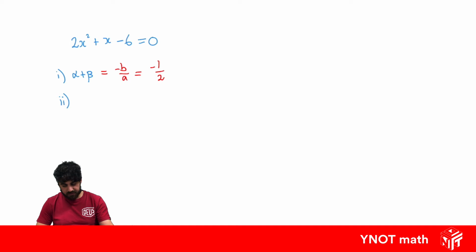Second part, what if we wanted to find the product of the roots, alpha beta? Well, alpha beta just equals c over a, and that's just going to be minus 6 over 2, which is going to be minus 3.